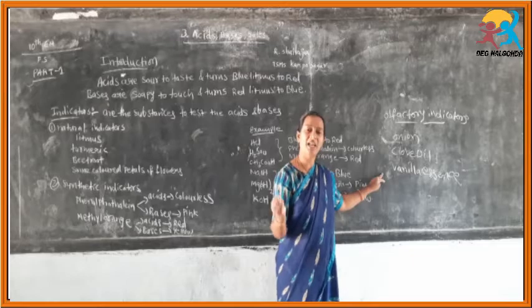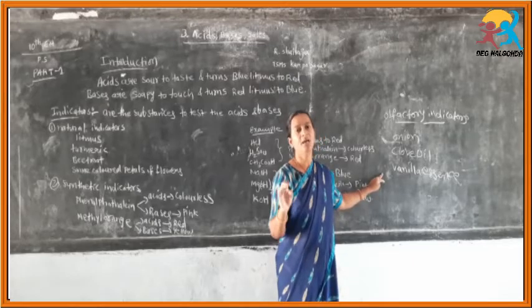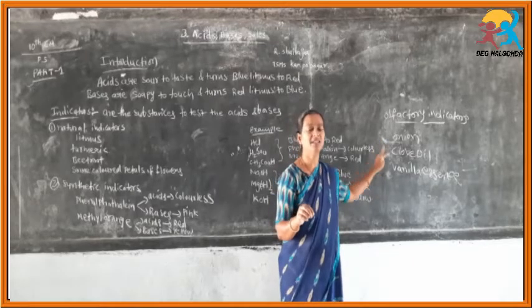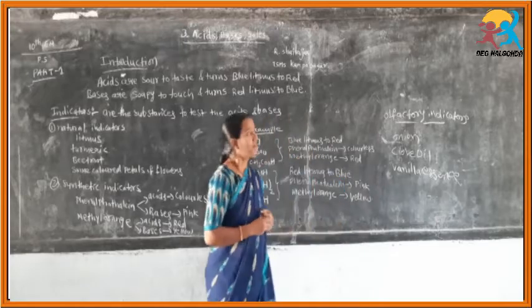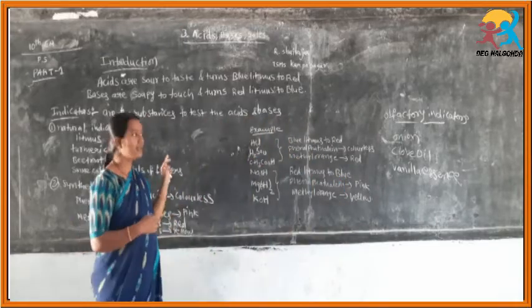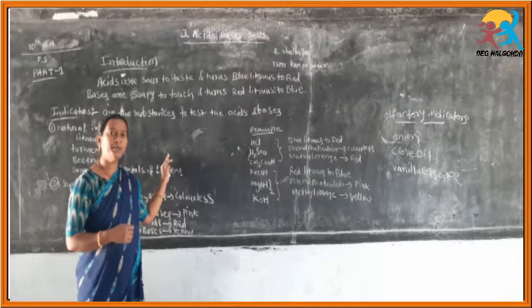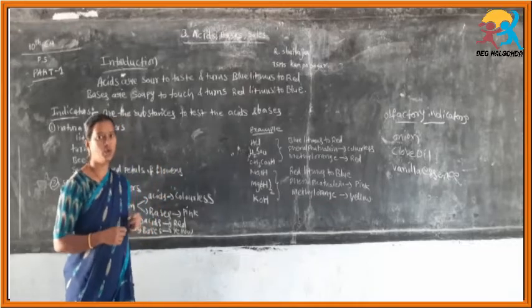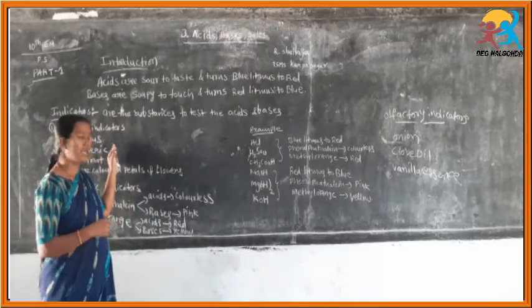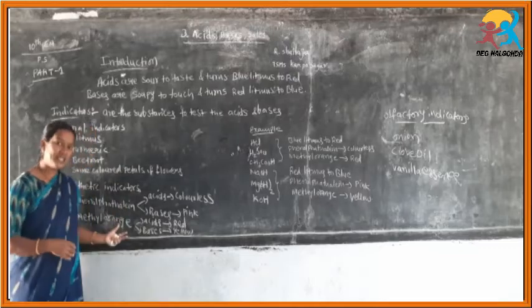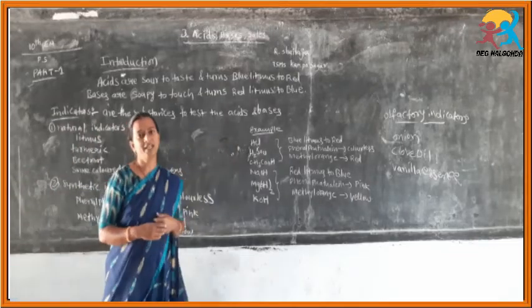That characteristic smell is changed by adding acids and bases. So this is the olfactory indicators. So in these acids and bases, we identify them by using three types of indicators. What are they? One is natural indicators, one is synthetic indicators, and one is olfactory indicators.